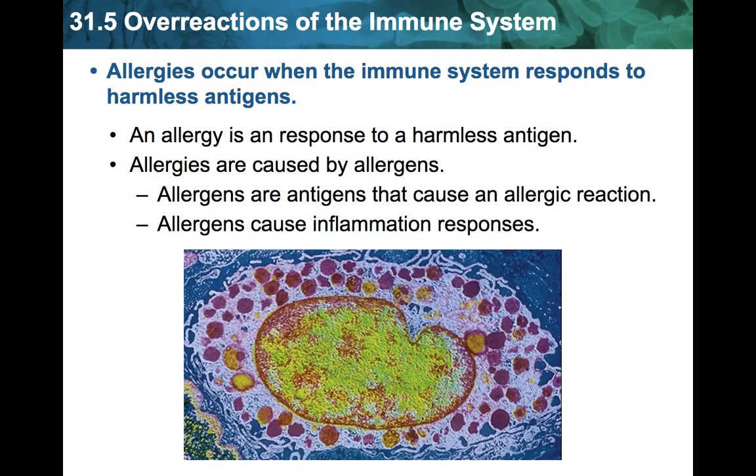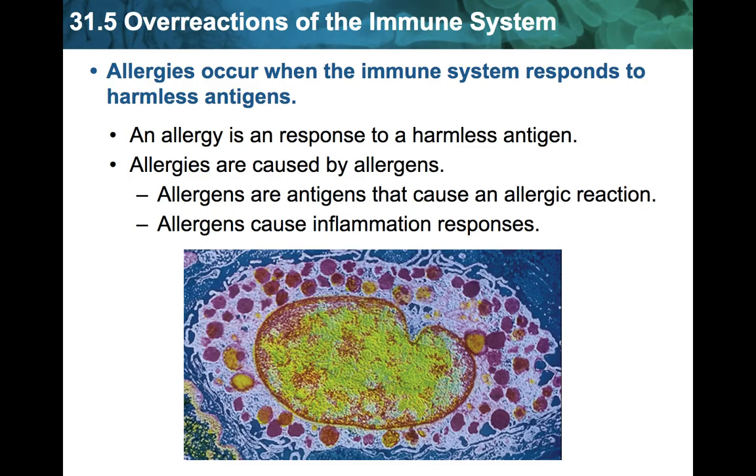Allergies occur when the immune system responds to harmless antigens. An allergy is a response to a harmless antigen. They're caused by allergens. Allergens are things like pollen. They cause inflammation responses. Sometimes if you're severely allergic to something, like if you go into anaphylactic shock, or let's say you're really allergic to bee stings, and it makes your throat swell up, obviously that's not a good thing.